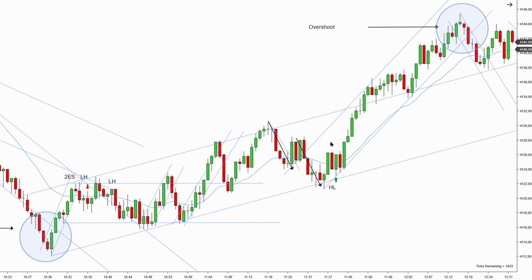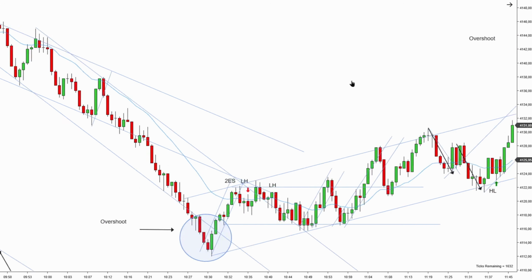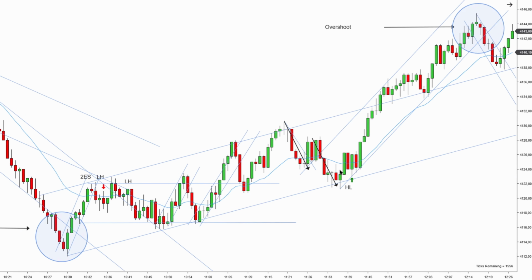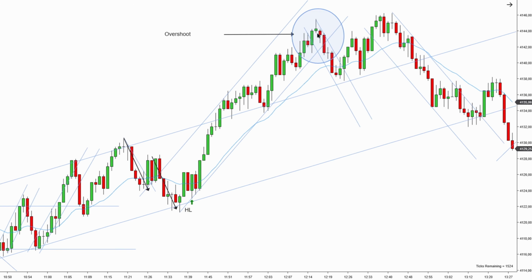So right here, you don't want to take a second entry long just yet, because there is still the possibility that this downtrend may create a push down. But once it bounced above the EMA, the high-low confirmed the second entry long, even the visual two-legged pullback. This is where you can go long, and the market kept pushing higher.